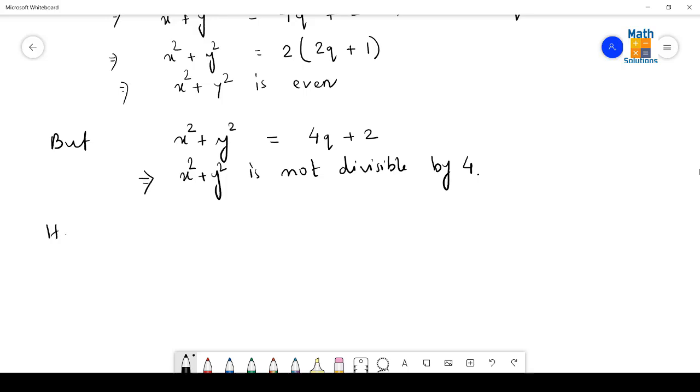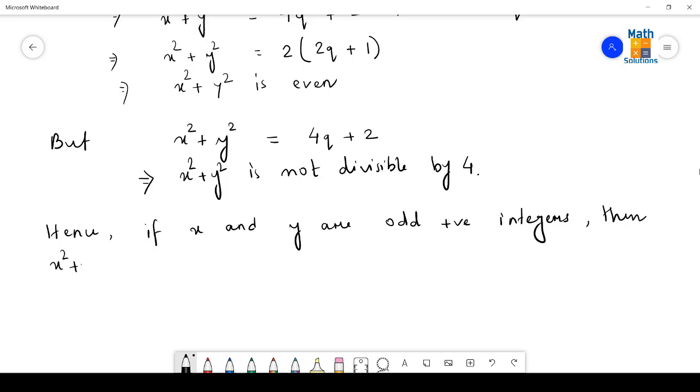So the final sentence you have to write in this way. Hence, if x and y are odd positive integers, then x square plus y square is even but not divisible by 4.